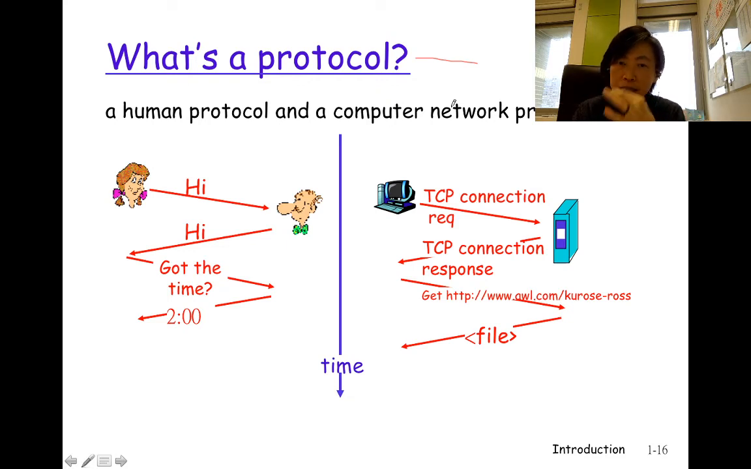So this term here is actually more general than a protocol to run between the computers. In human society, there are oftentimes these implicit human protocols that are running between us. For example, Alice here saying hi to Bob. Bob says hi back. Alice asks for the time. And Bob here says, okay, it's about 2 o'clock right now.